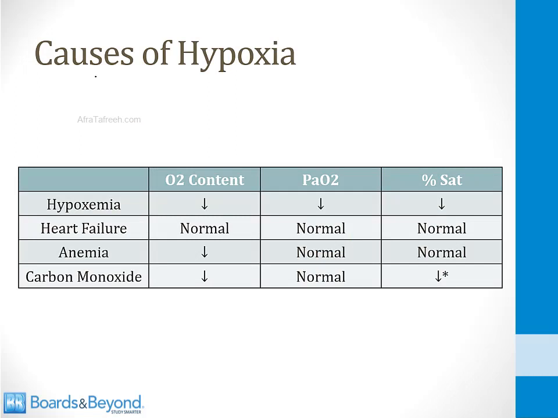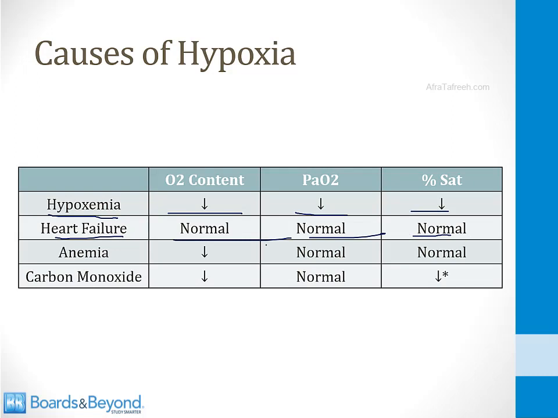Shown on this slide is a table listing the causes of hypoxemia, and many Step 1 questions derive from the information on this table. Don't just memorize it. Make sure you understand it. So the first cause of hypoxia is hypoxemia. Patients with hypoxemia have a low oxygen content of the blood, low PaO2, and low percent saturation. In patients with heart failure, the oxygen content, PaO2, and percent sat can all be normal.